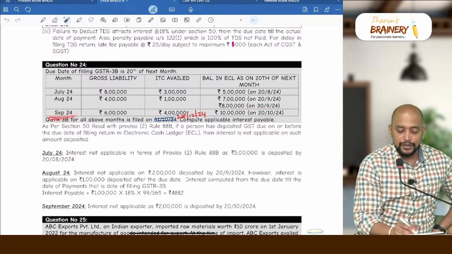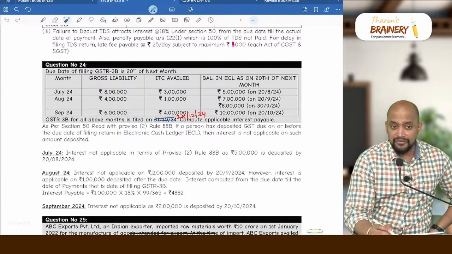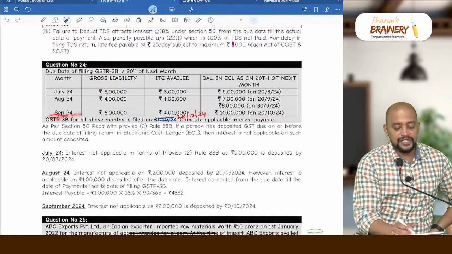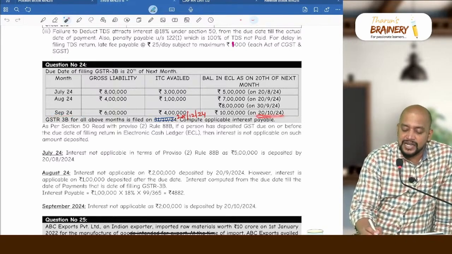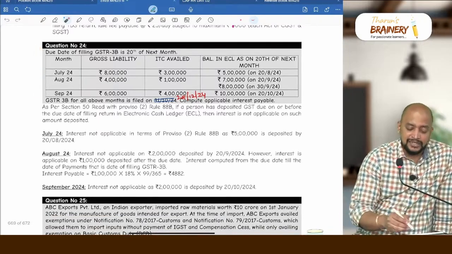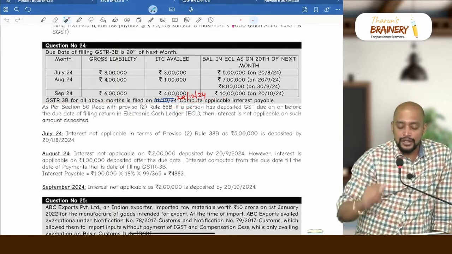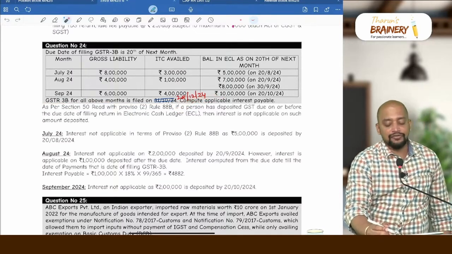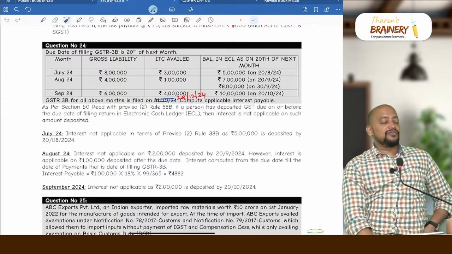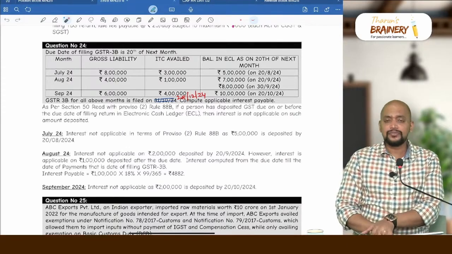Then again, September 2024, gross liability is 6 lakhs, ITC availed is 4 lakhs. So the difference is 2 lakhs. That I maintained by 20th of October, because for September 2024 the GSTR 3B due date is 20th of October, so I deposited. Now what I did, GSTR 3B for all the above 3 months is filed on 28/12/2024. Now compute the applicable interest that is payable. So what is the interest payable? First we will see for July month. July month, what is the net liability? 5 lakhs.